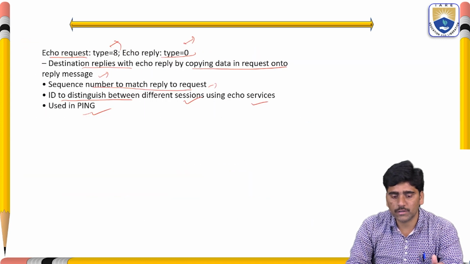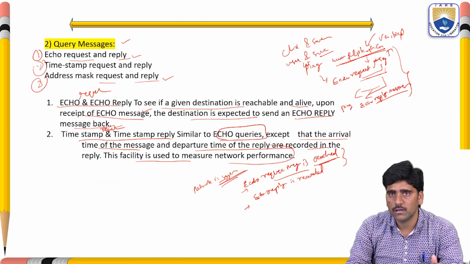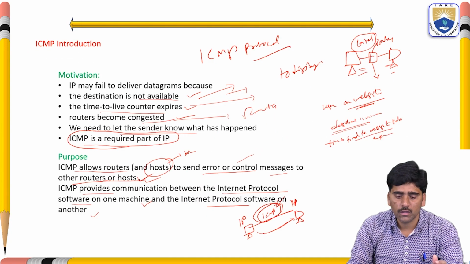So these are all the different functions. We will revise the topics which we discussed in this session. So what is ICMP actually? What is the motivation to read about ICMP and what is its purpose? ICMP stands for Internet Control Message Protocol, which sends error or control messages to the routers or hosts.